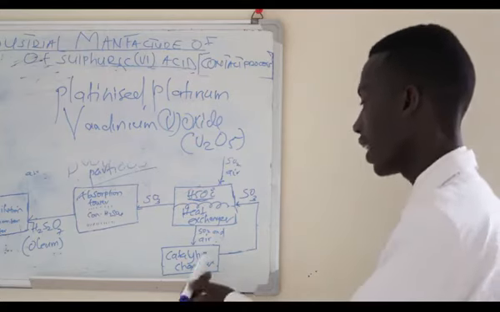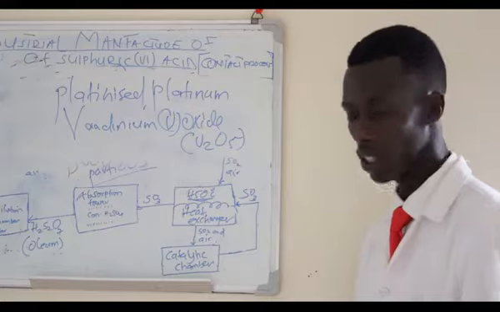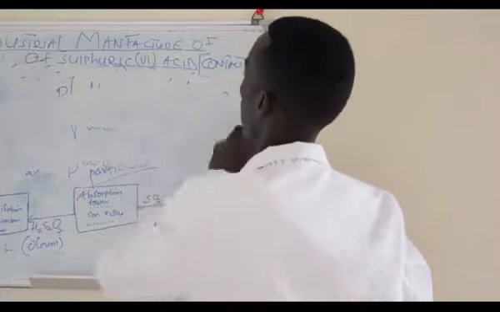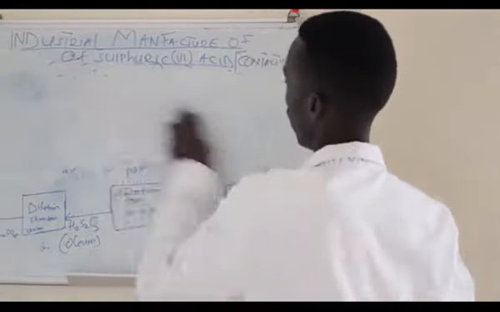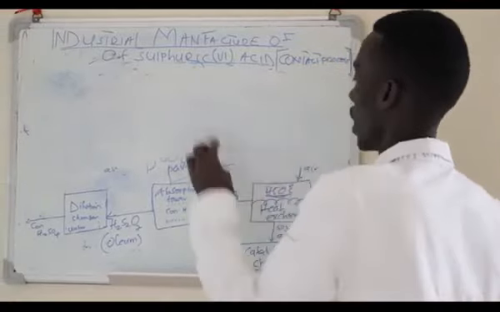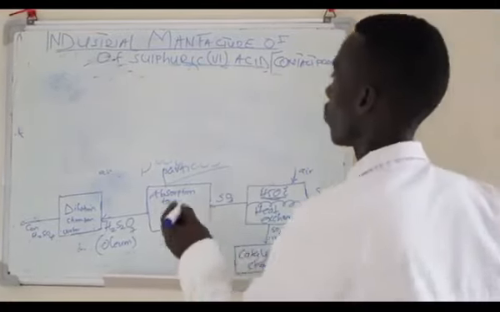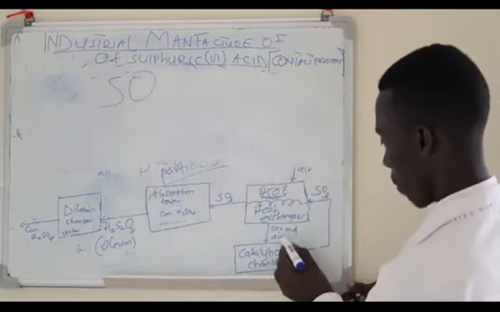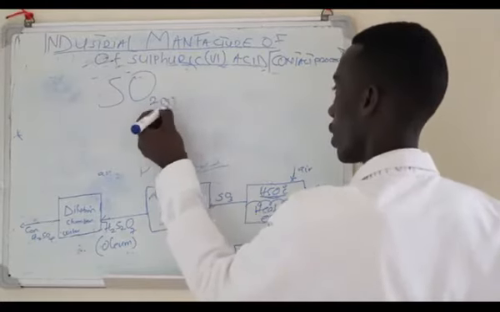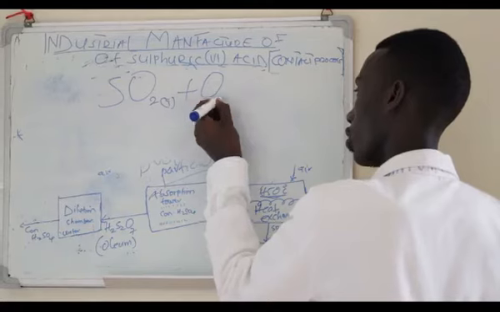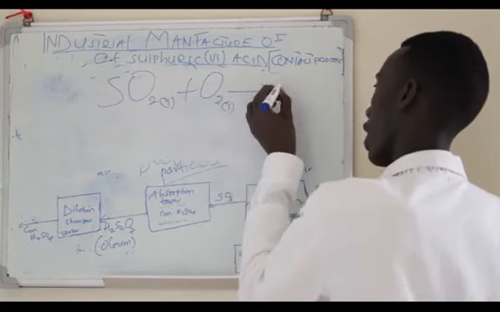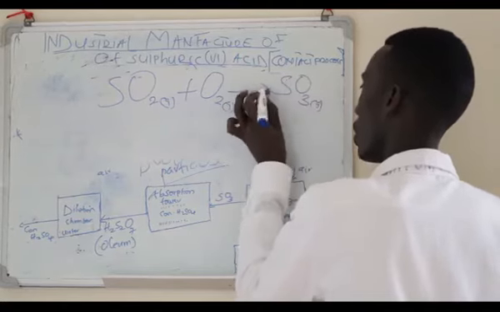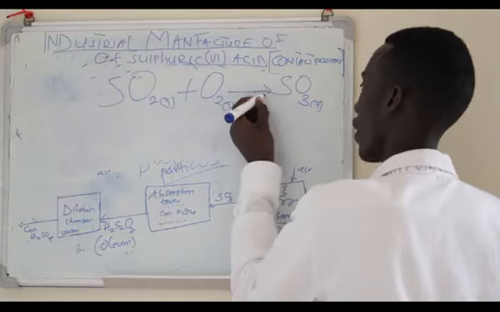Now, in the catalytic chamber, we have a certain equation taking place. Let us check our equation here. We have sulfur(IV) oxide, which is a gas, plus air, specifically oxygen gas, to produce sulfur(VI) oxide. This reaction is reversible.